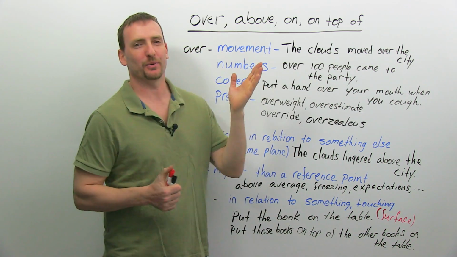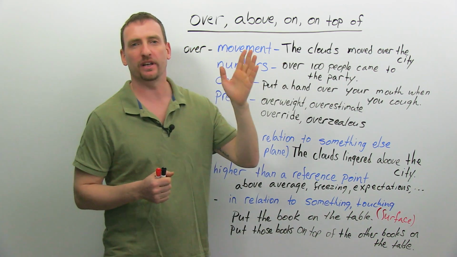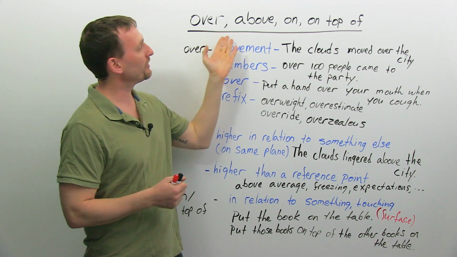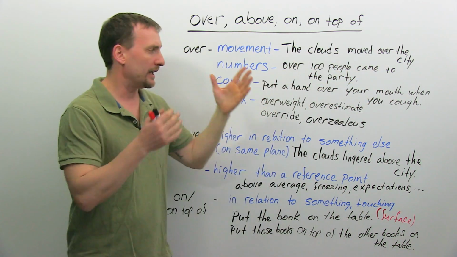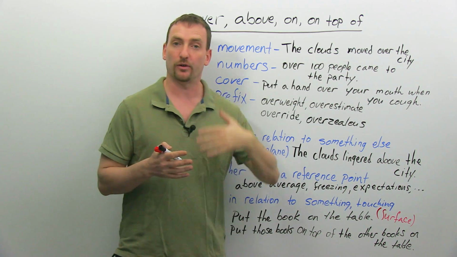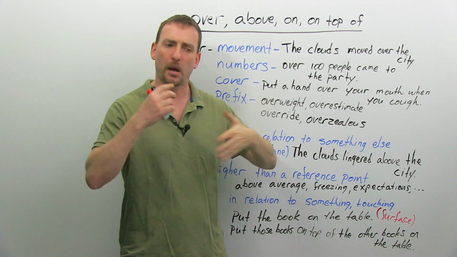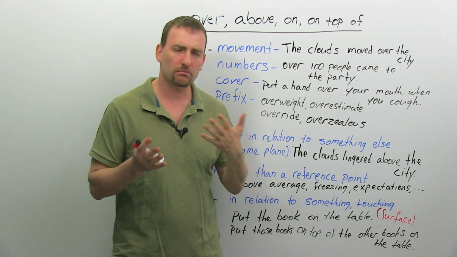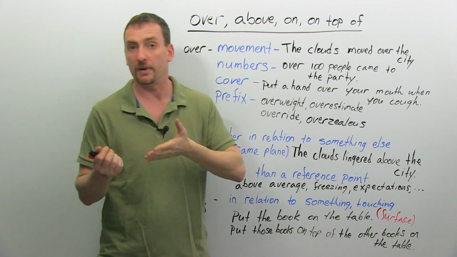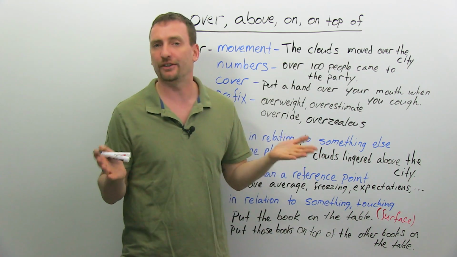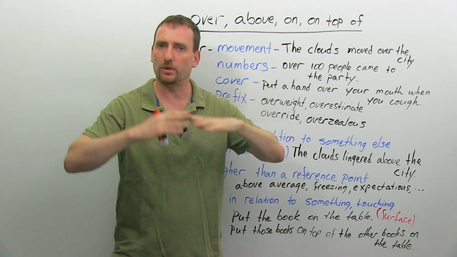In today's video, we're going to look at the difference between the prepositions over, above, on, and on top of. Now, in many cases, you will hear native English speakers mixing these up. In some cases, they're interchangeable. If you use over or above or on, everybody will understand you. The idea will be clear.